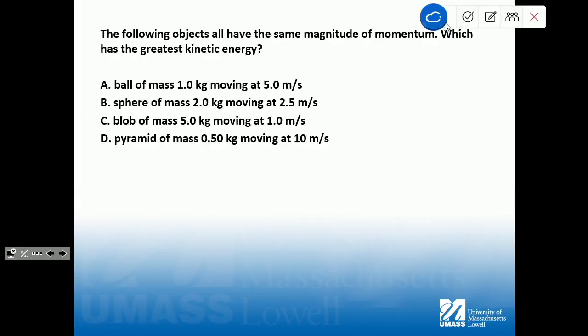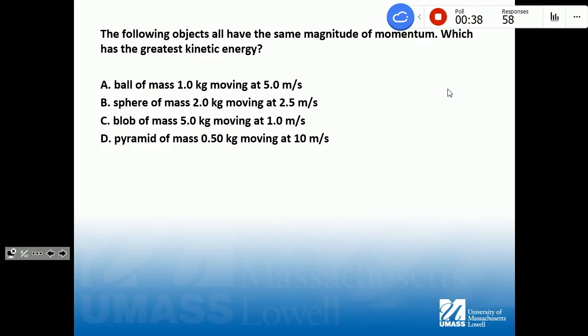Okay, your first clicker question. Remember, momentum is mass times velocity, and kinetic energy, which is the energy associated with the moving object, is 1/2 mv squared. These are not the same quantities. Kinetic energy is a scalar, units are joules. Momentum is a vector, its units are kg meters per second. They're related to the same quantities, mass and velocity. Kinetic energy is actually not a vector.